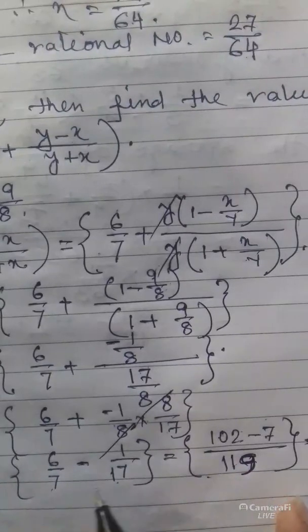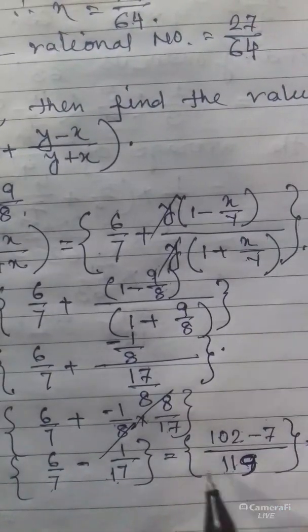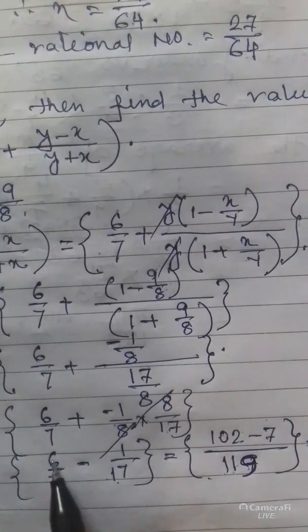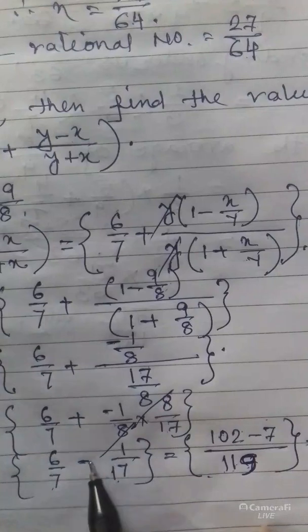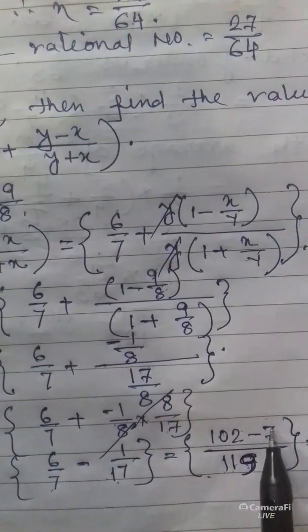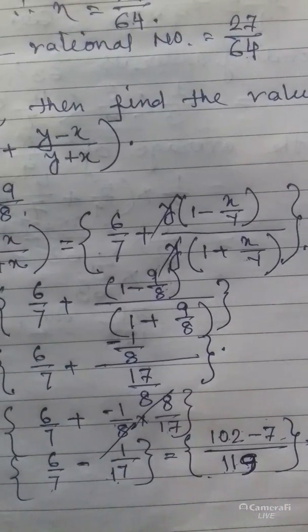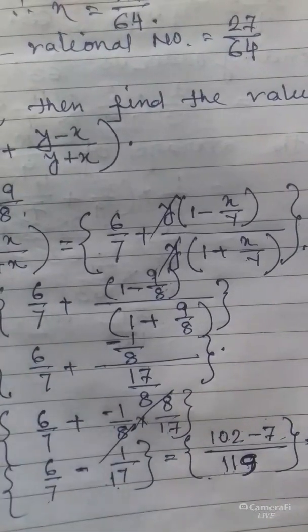Now LCM of 7 and 17 is 119. 119 divisible by 7, quotient is 17. So 17 multiplied by 6 minus 1 multiplied by 7. So 102 minus 7 equal to 95 by 119.